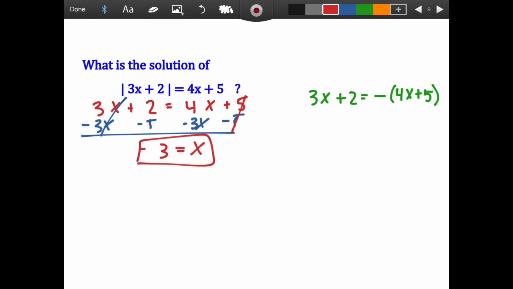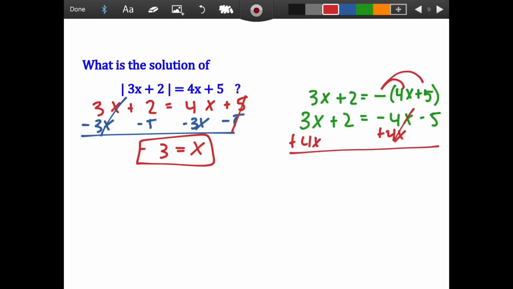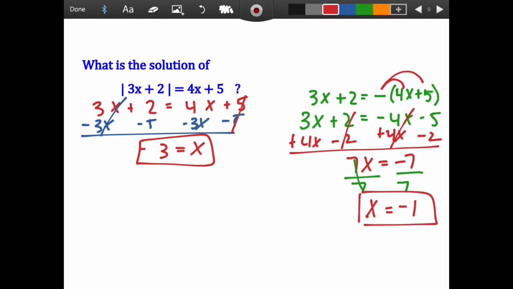For the equation on the right, we're going to distribute this negative, so we have 3x + 2 = -4x - 5. Now to solve for x, I'm going to add 4x to both sides and subtract 2. When we solve, we get 7x is equal to -7. Last step, divide both sides by 7, and we have x is equal to -1.